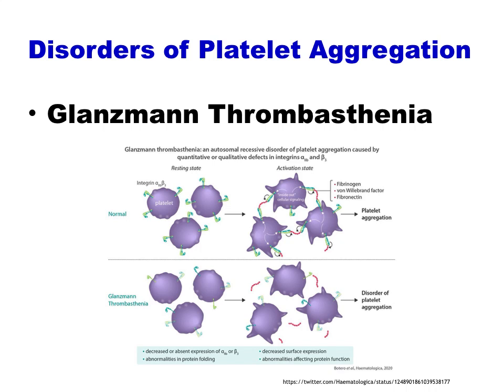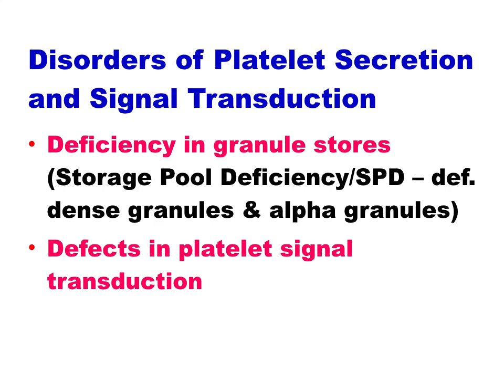An example of a disorder of platelet aggregation is Glanzmann thrombasthenia. As you can see in the diagram, comparing it with normal, wherein you get to observe appropriate aggregation. With Glanzmann, that's the problem, the aggregation of platelets together. There are also examples of disorders of platelet secretion and signal transduction as listed here. Specifically, it might be a deficiency in granule stores or a specific platelet signal transduction defect.